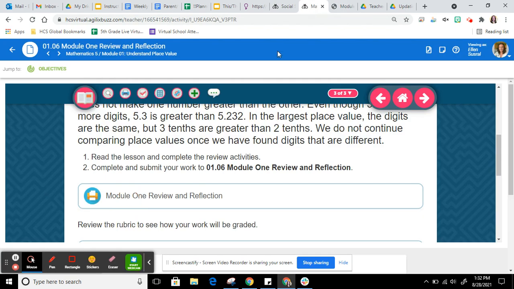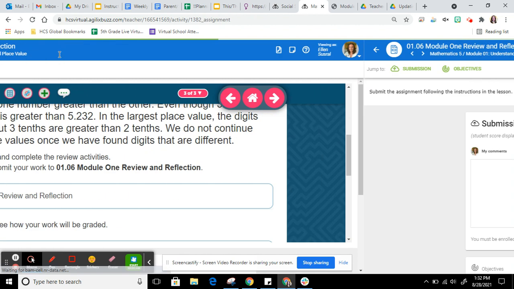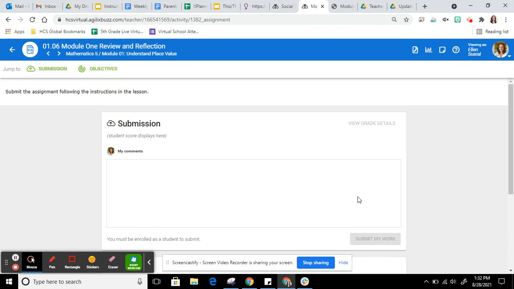When you're done, you will submit your work by going to the next activity button, which is in the top left-hand corner, that right arrow. Click on that arrow. On your page, you will have a blue plus button that you can click on and attach your work.